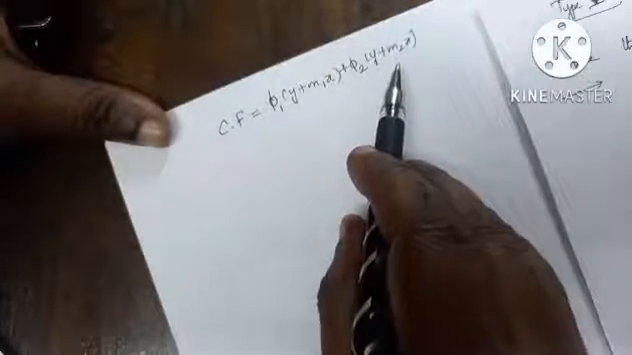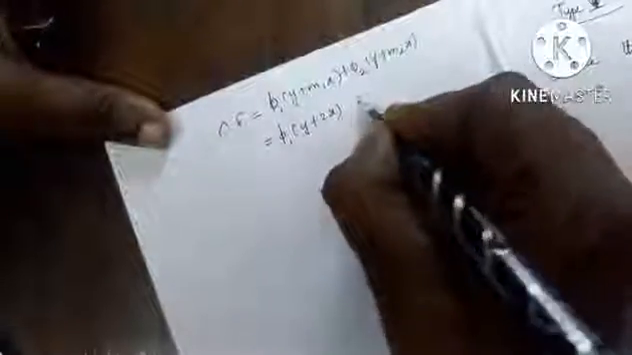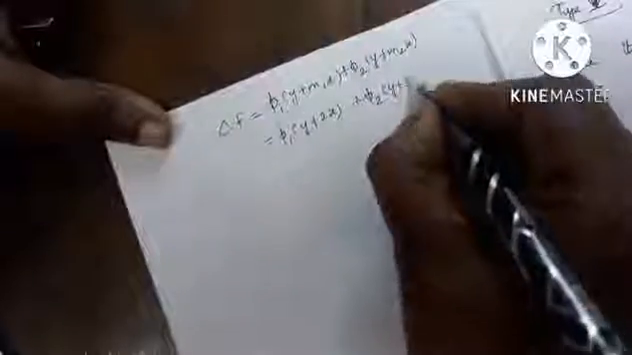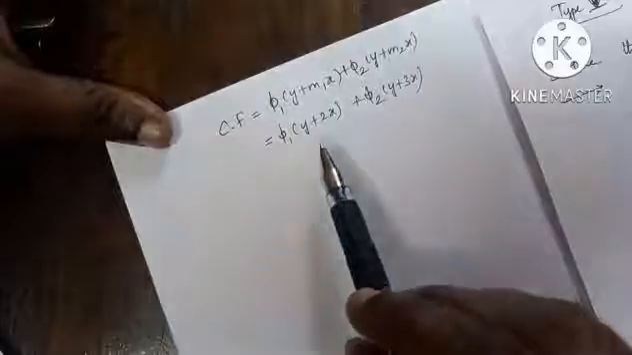Since both the roots are distinct, CF is equal to phi 1 of (y plus m1 x) plus phi 2 of (y plus m2 x), right? m1 is 3, m2 is 2, or m1 is 2, m2 is 3, your choice. So phi 1 of (y plus 2x), phi 2 of (y plus 3x), your choice here, right? Which is CF. Okay.